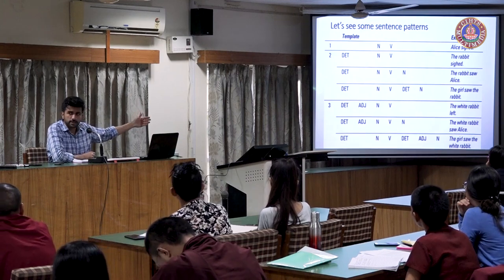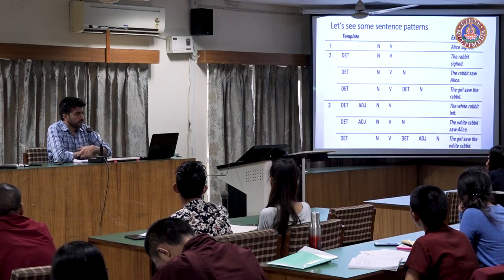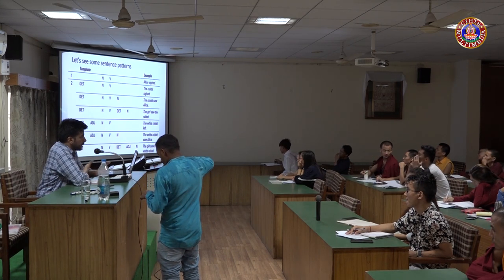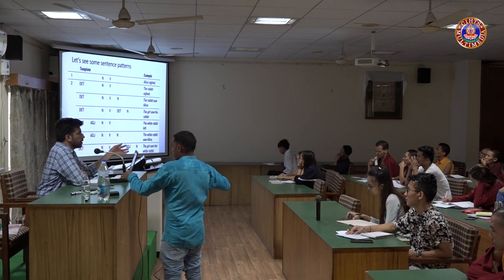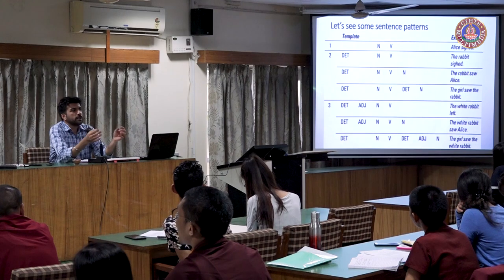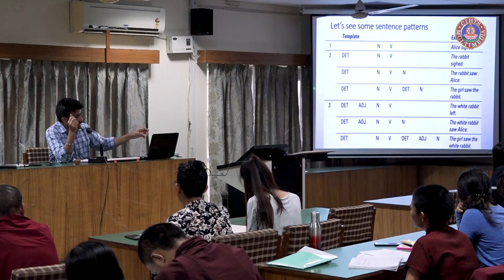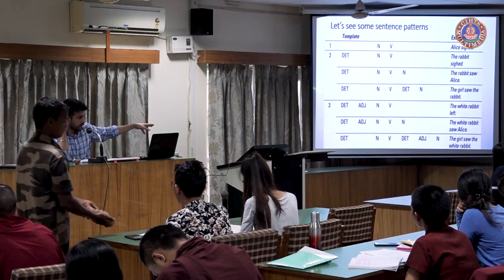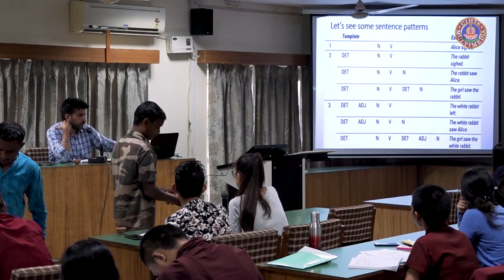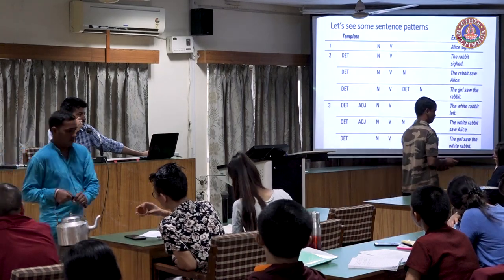And there are other possibilities, like determiner followed by noun followed by verb followed by noun. For example, the rabbit saw Alice. Determiner can take place in front of the second noun. Of course, determiner will come not only at the beginning of sentences, but we are not basically talking of sentences, but phrases. So within a sentence, this template, determiner, noun, verb, determiner, noun: the sentence is, the girl saw the rabbit. The is the determiner, girl is the noun, saw is the verb. Then again a determiner followed by a noun.